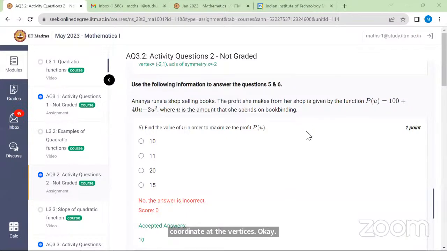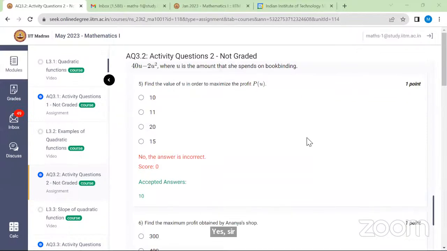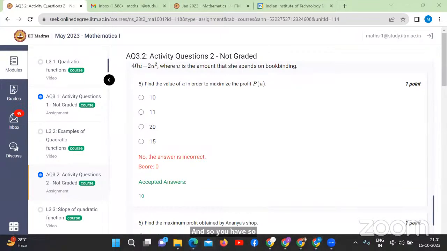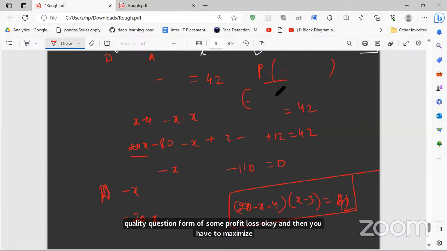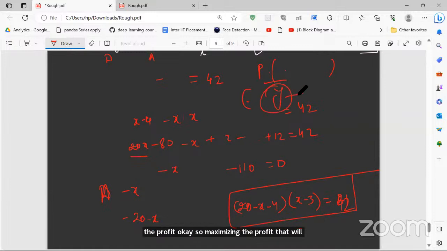So this is clear. You just have to calculate the maximum value. A similar type of problem will be there in your exam also. You can be asked a similar problem where you have to form a quadratic equation from some profit and loss, and then you have to maximize the profit. Maximizing the profit means you just have to calculate the y coordinate of the vertex.